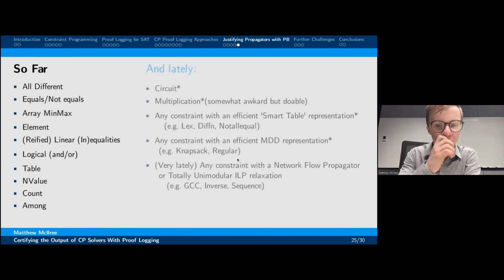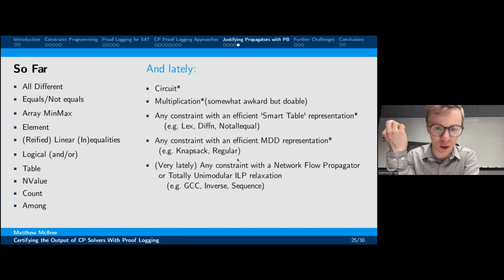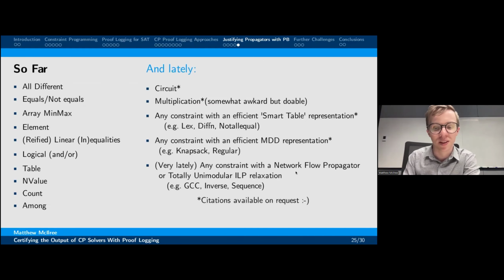But yeah, here's a quick summary of all the CP constraints that we know how to do pseudo-Boolean justifications for so far. These ones are all implemented in the Glasgow constraint solver, and were mostly done before I started, mostly by my supervisor, Kieran McIlree, and his collaborators. And then these ones are ones that I more specifically worked on, including the categories of constraints that I talked about just now. If anyone wants citations or to be pointed in the direction of any of these papers, this last bullet point is unfortunately unpublished, but we're hoping to maybe integrate it into future work.